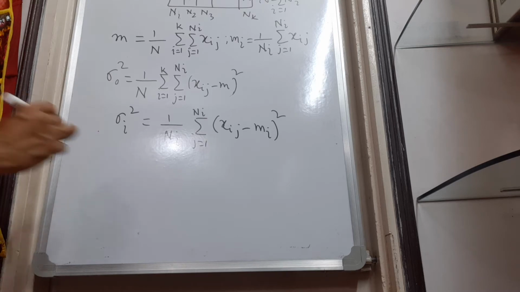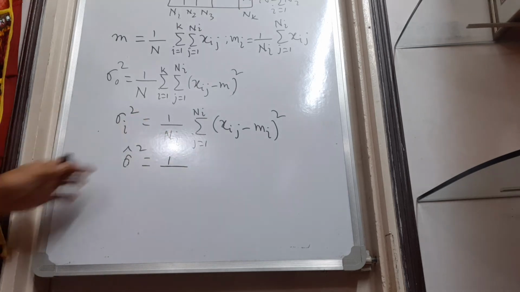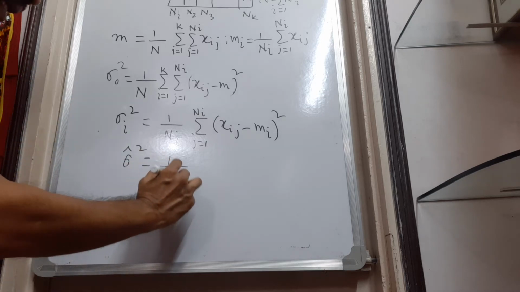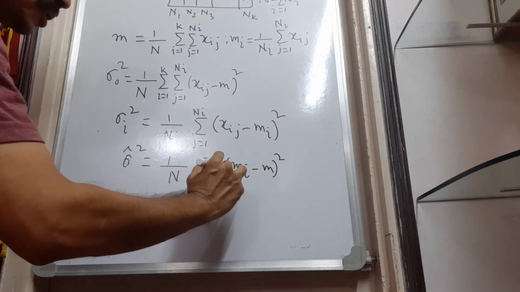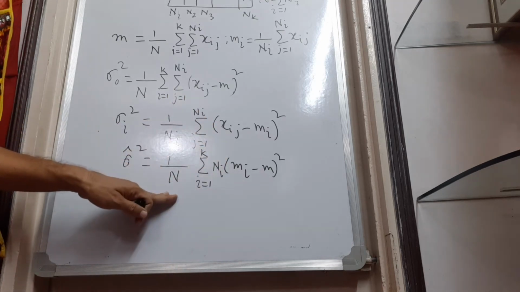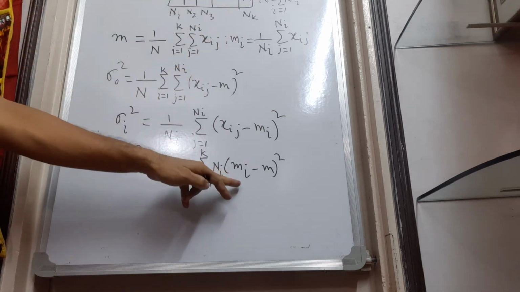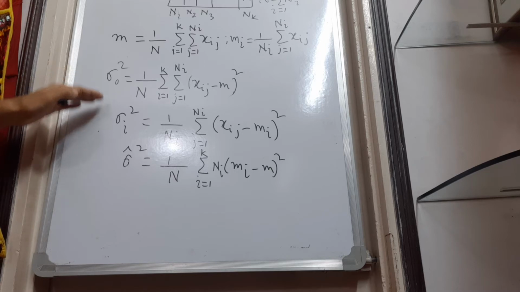Here we have another quantity noted as sigma cap square, which denotes the variance between these strata. So, sigma cap square is defined as 1 by N summation of (M_i minus M) whole square into n_i, and obviously here i runs from 1 to k. This is a weighted average, with n_i divided by the summation of n_i, and this gives the inter-stratum variance.